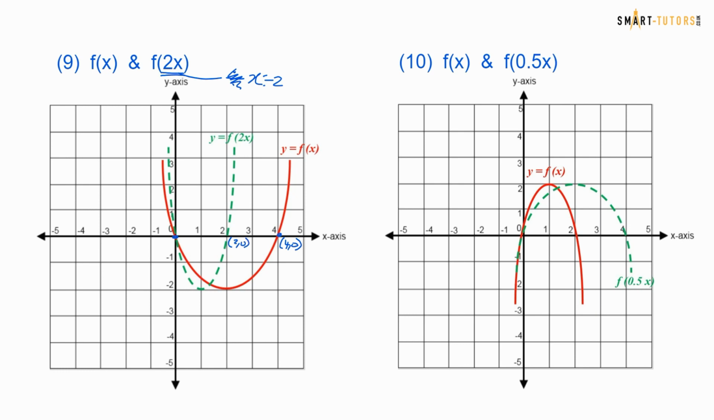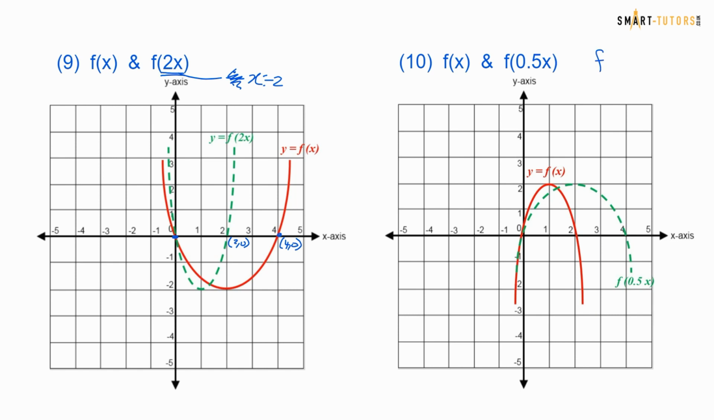So the green color graph is going to be the transformed graph for f of 2x. Basically, the graph is going to be squashed, shrunk by scale factor 2. So you need to divide each and every x coordinate by 2.